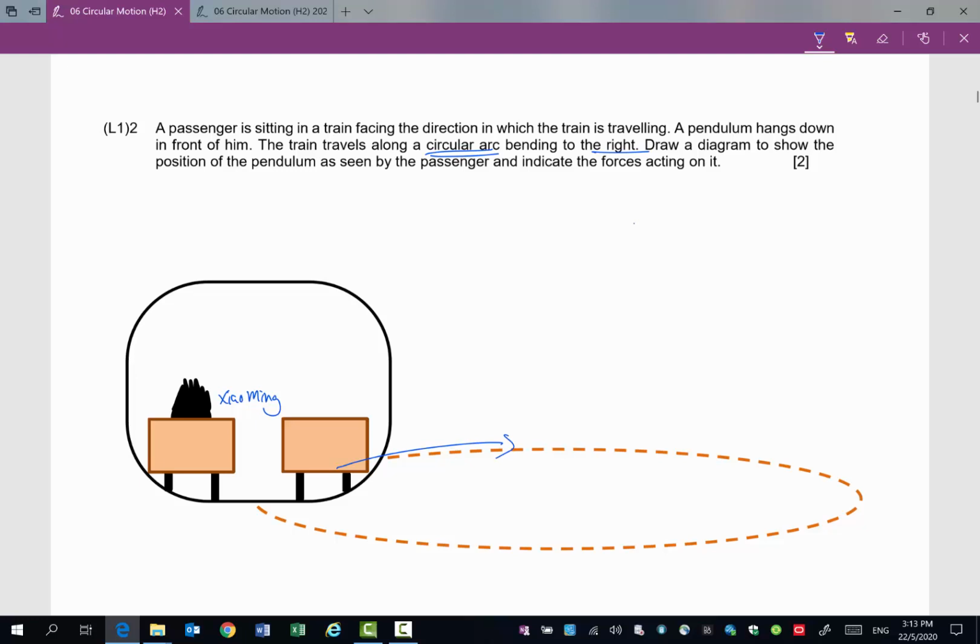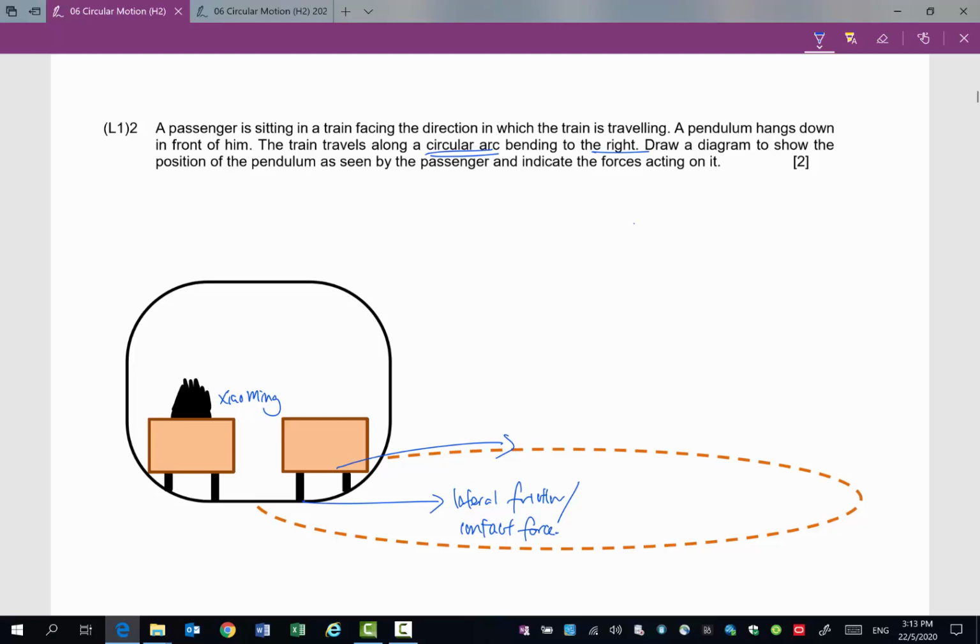And as we have all learned in this chapter, for any object that is moving in a circular motion, there must exist an actual force that provides the centripetal force. So perhaps in this case, maybe something like a lateral friction, or some form of contact force is providing the centripetal force.